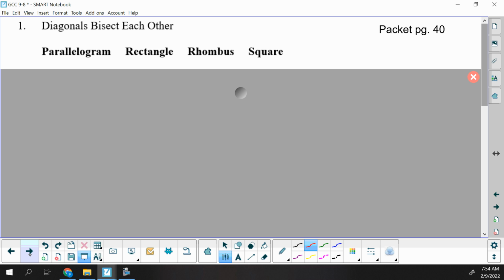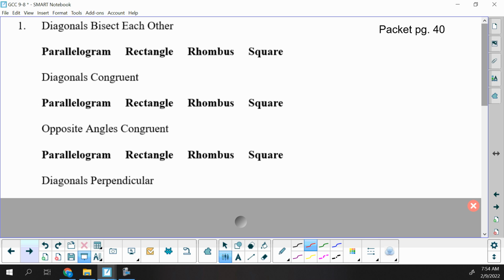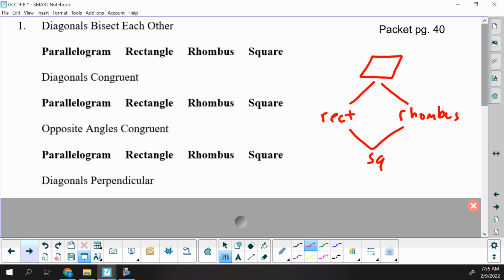All right, so we're going to start out on page 40, and we're going to review the properties of each of our quadrilaterals. Now, kind of our flowchart hierarchy that we have for a bunch of them, you've got parallelogram, you've got rectangle and rhombus, and then you've got square. As soon as something has a property, all the ones below it have that property. So like the square has all the parallelogram properties, rectangle has all the parallelogram properties, and so forth.